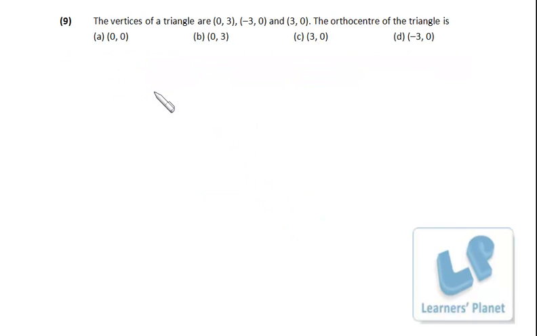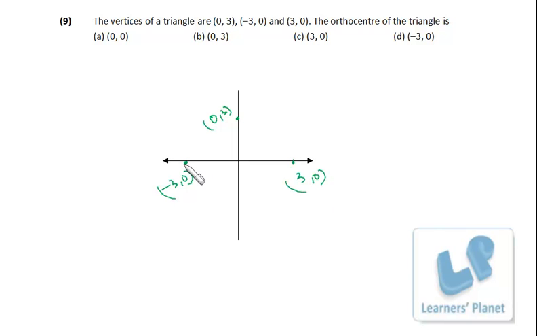The vertices of the triangle are this, this and this. The orthocenter of the triangle is... once again we'll draw a rough figure. Just mark the points. 0, 3 somewhere here, minus 3, 0 somewhere here, and then 3, 0 somewhere here, right? Now once again, orthocenter is what? That is the concurrence point of altitudes.